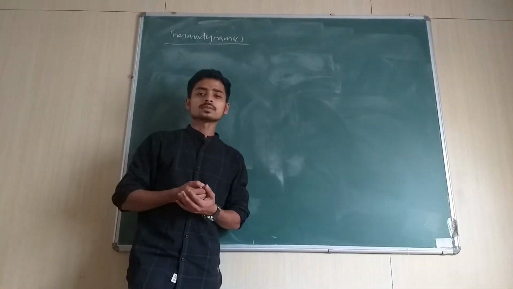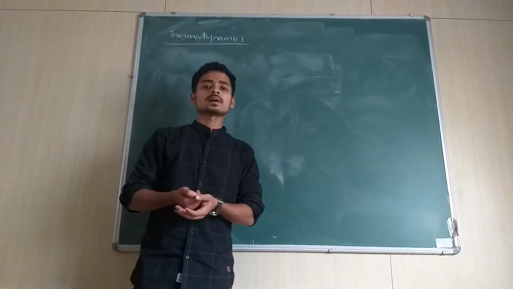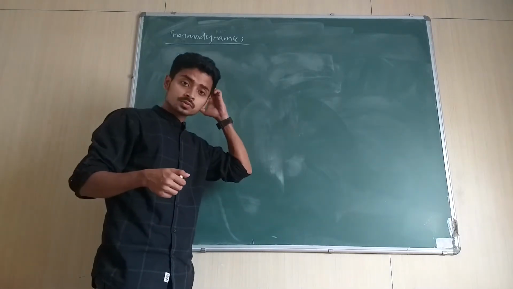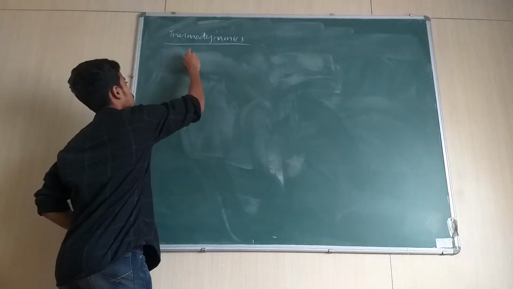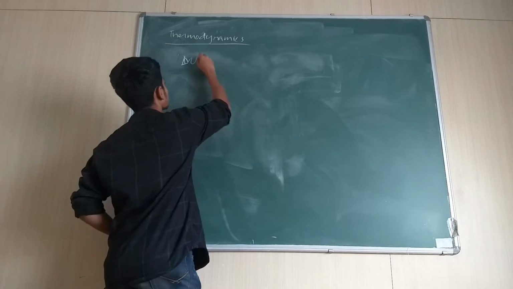Good afternoon, everyone. Today I am going to explain the two types of isothermal work, the isothermal reversible work and the isothermal irreversible work. Before that, we should see the mathematical formulation of first law. Now, we have delta U equal to Q plus W.